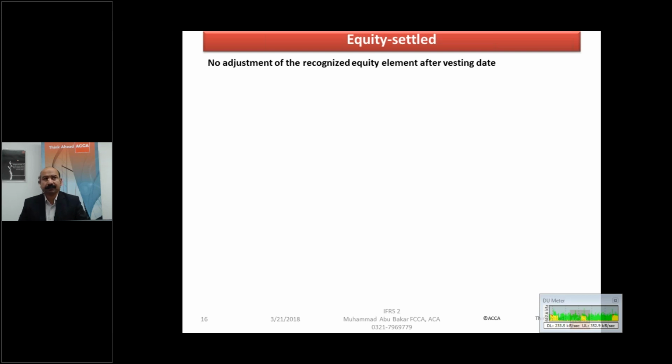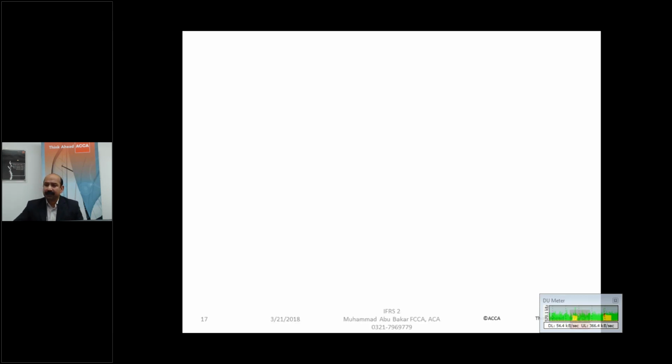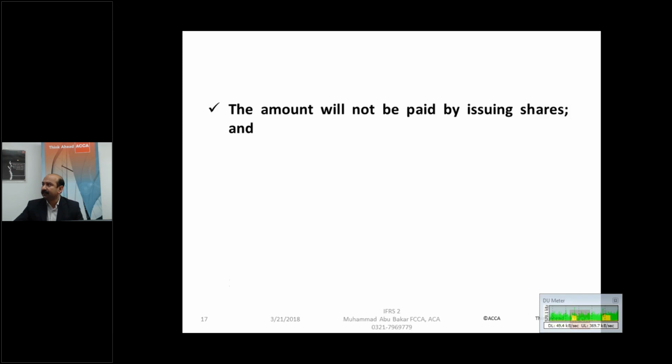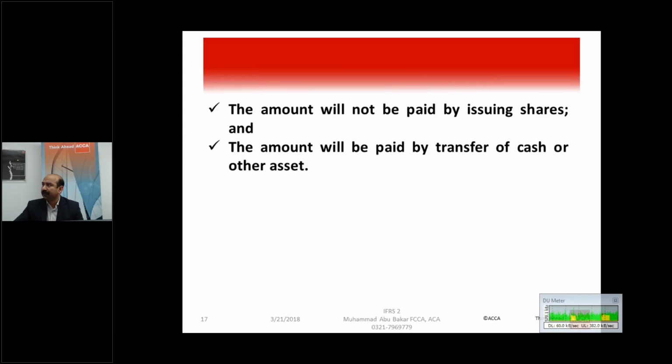This was, to a greater extent, the material related to the equity settled. Of course, we shall be revisiting it when we will be discussing hybrid share-based payments. But now we move to the cash settled share-based payments. Do you want to take questions?